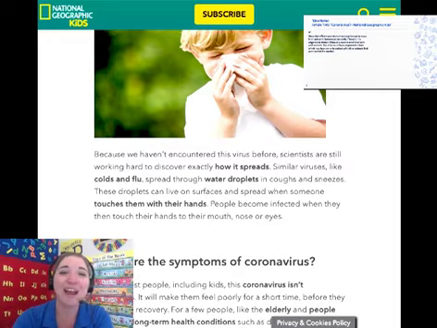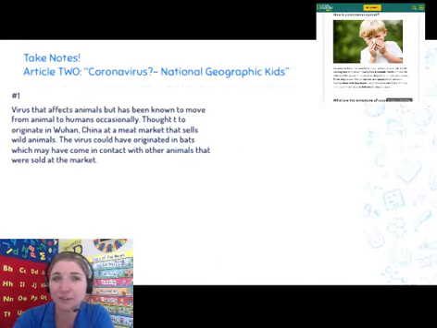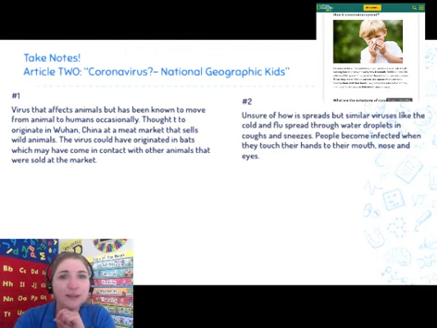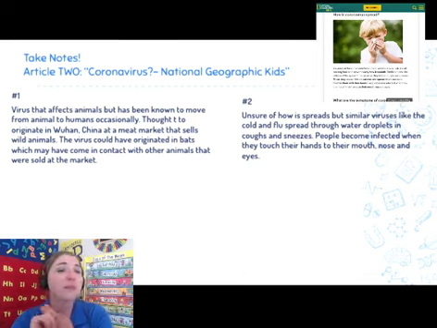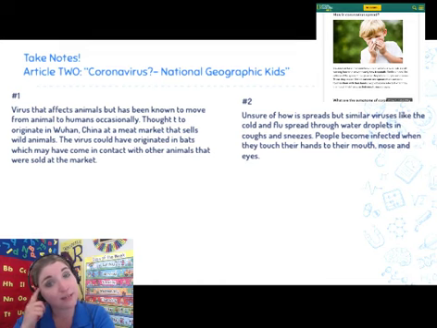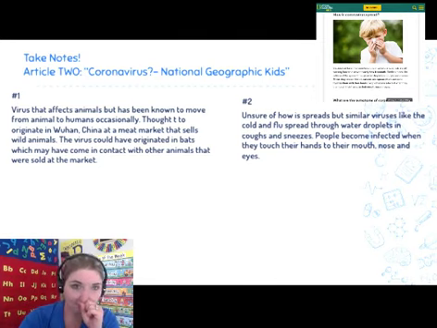Now, that one is a little bit smaller, but I did put that one by itself on my notes just because I felt like there's a lot of information in just that small little part. So I did put, unsure of how it spreads, but similar viruses like the cold and flu spread through water droplets and coughs and sneezes. People become infected when they touch their hands to their mouth, nose, and eyes. And think back to my article from yesterday, it did say something about that. So that's definitely something I'm going to look into when we compare the two.